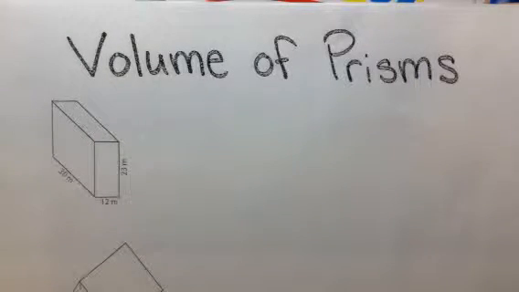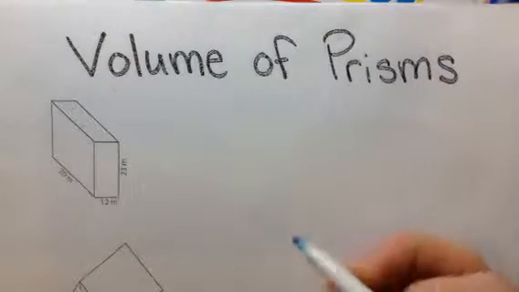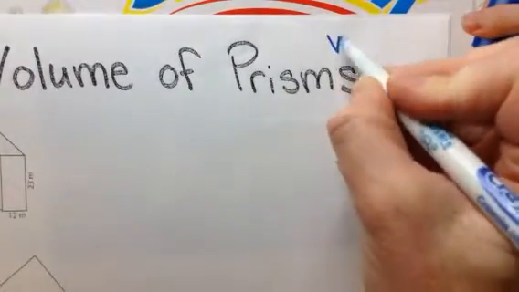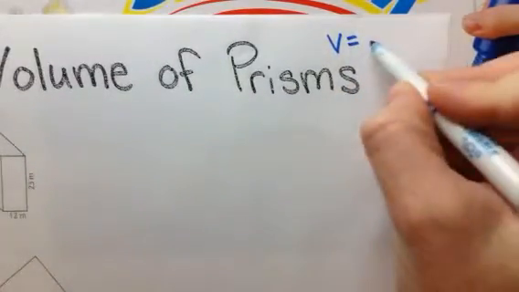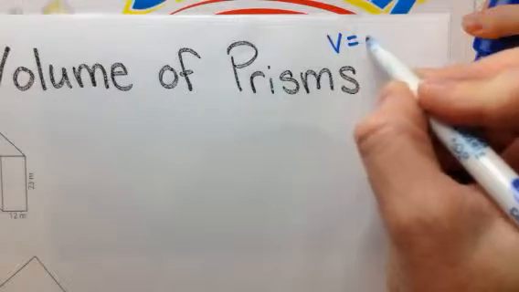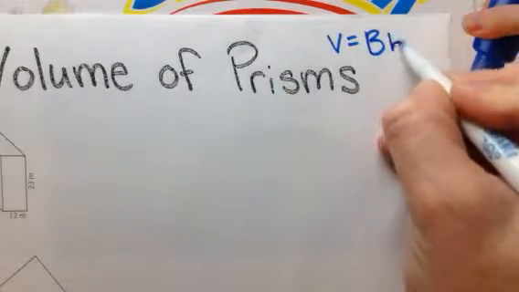Okay, these are your notes for volume of prisms. This is actually using the same formula that we use for volume of cylinders. They're on the same line on your formula chart, the first one under volume. So at the top, go ahead and write the formula that your chart gives you. Volume equals big B, little h.